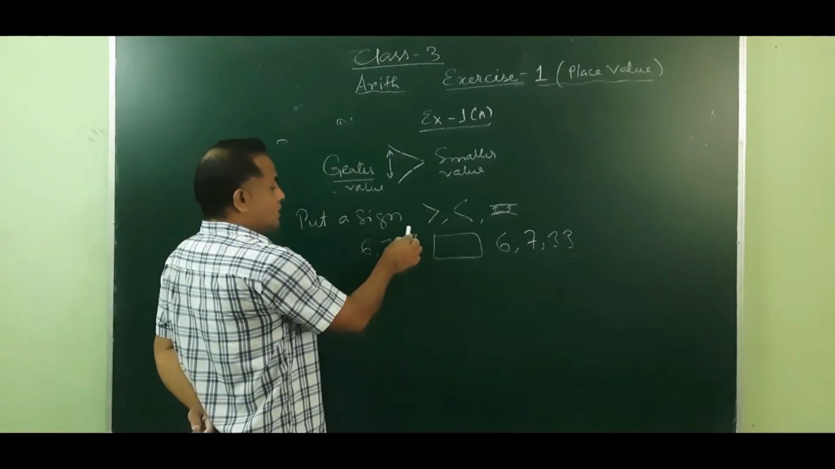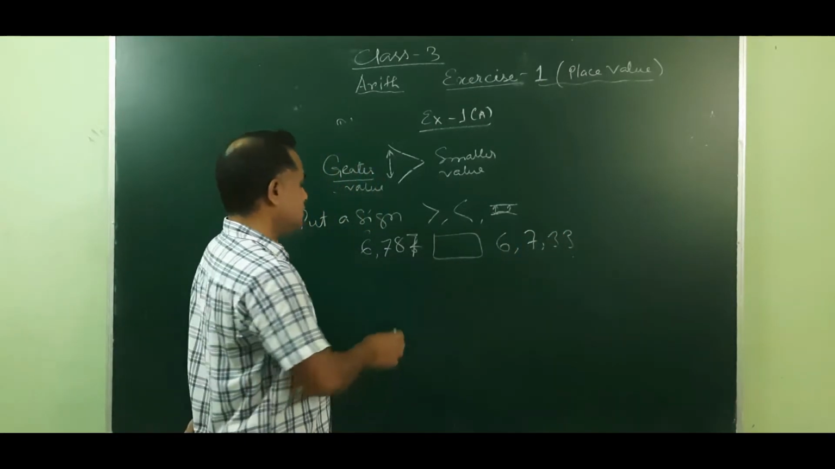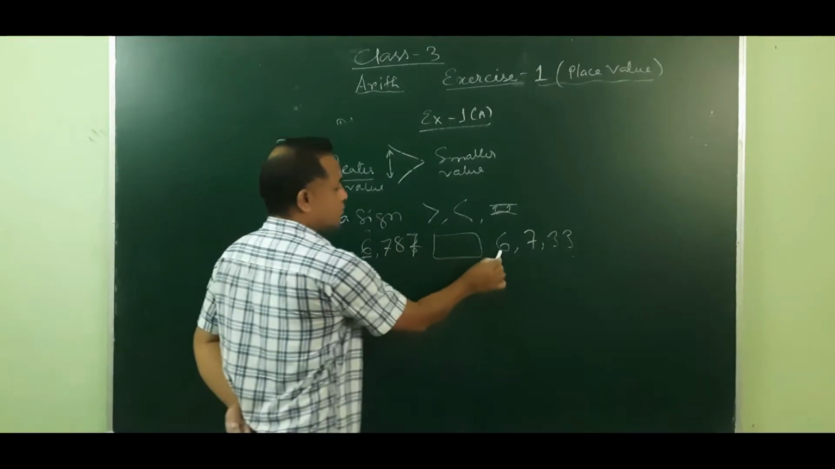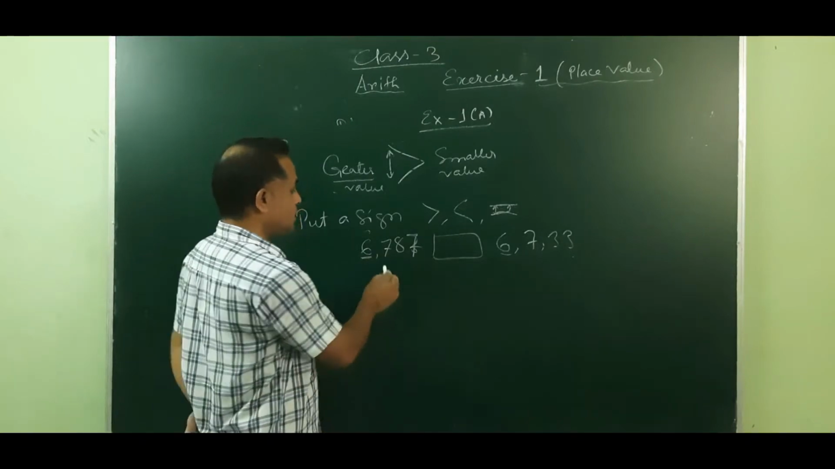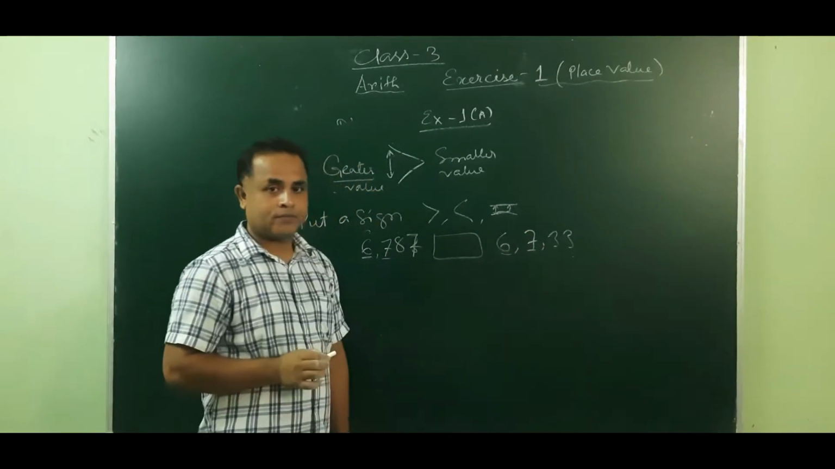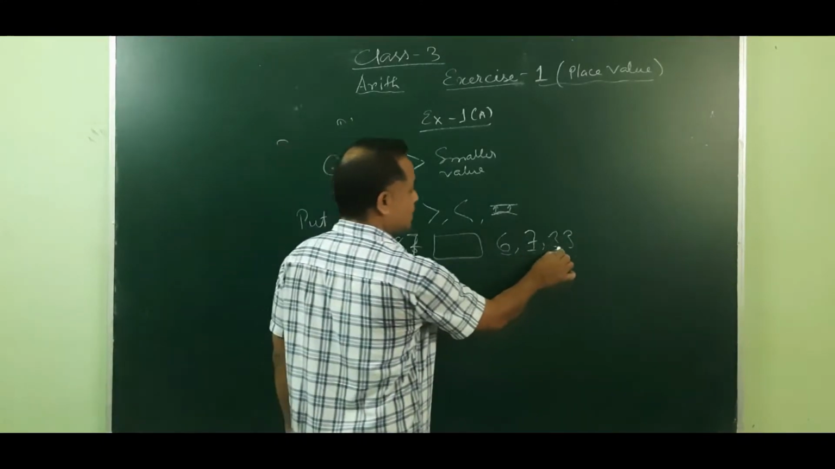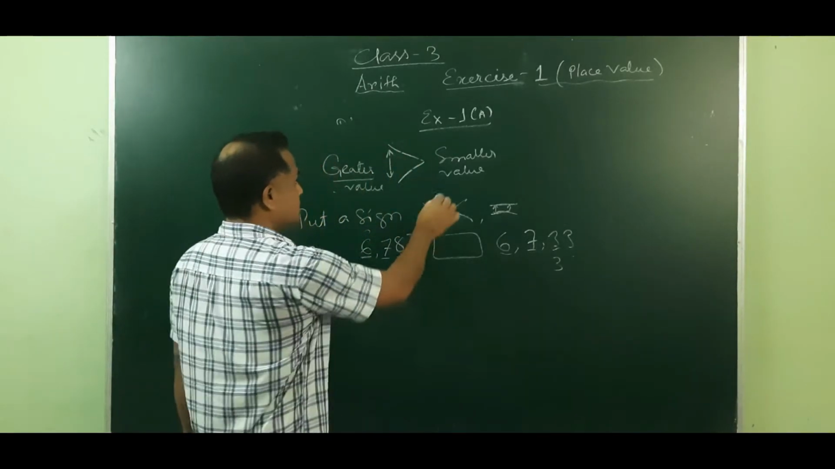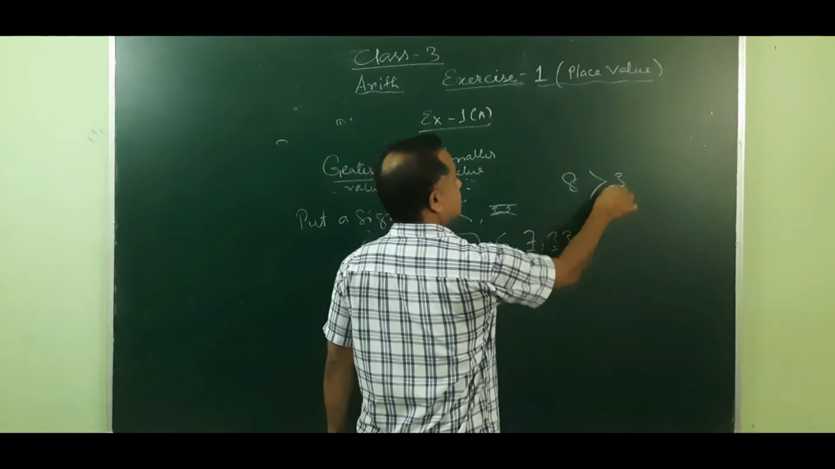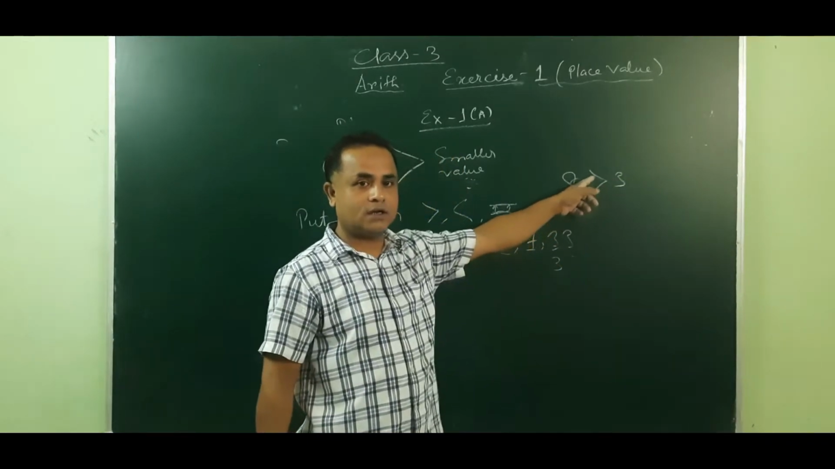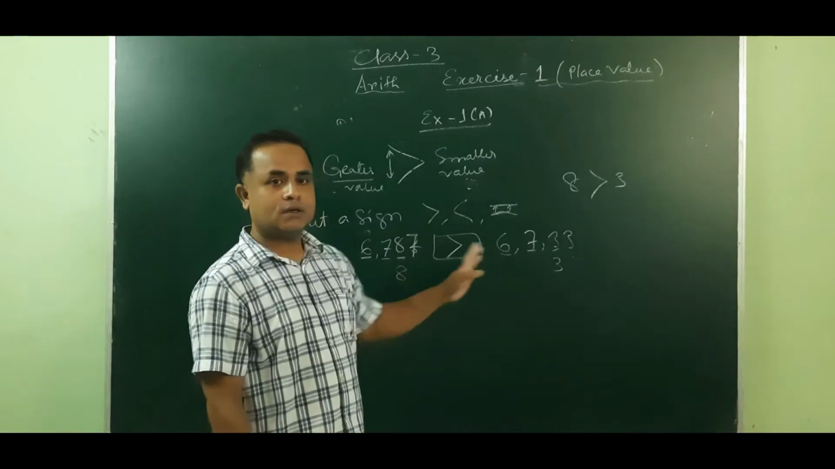Now 1, 10, 100, 1000. Here also 1000. So first we will check the 1000 place. In the 1000 place both are the same, so it's equal. Now next, if it is equal, then we will check the 100 place. In the 100 place also it is equal. Then we will check the 10 place. In the 10 place here it is 8, and here it is 3. That means 8 is greater than 3. See, the greater sign. So 8 is greater than 3 in the 10s place, so obviously this value is greater.